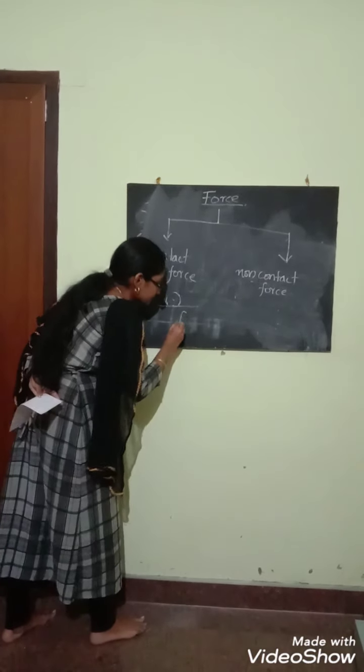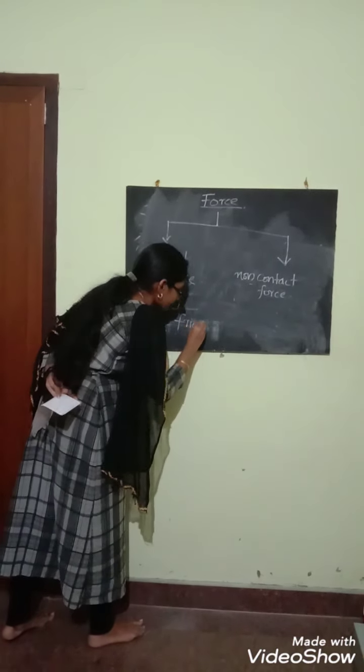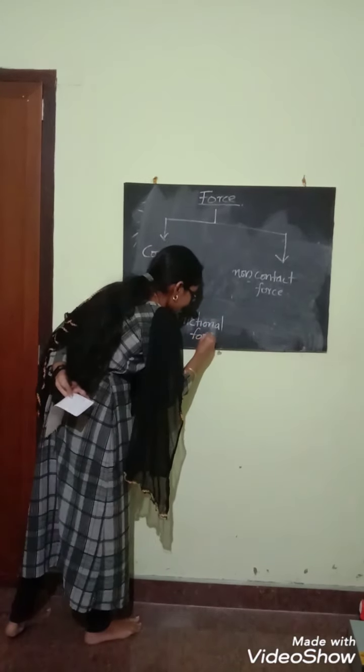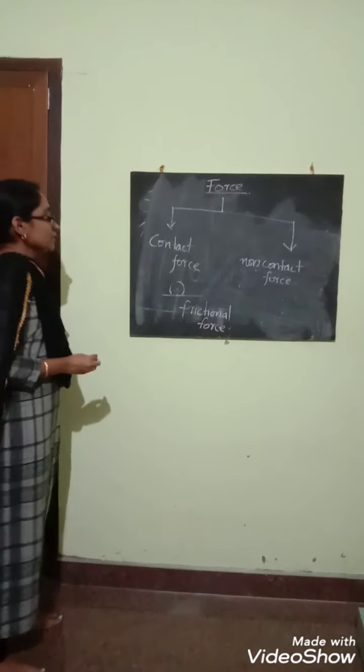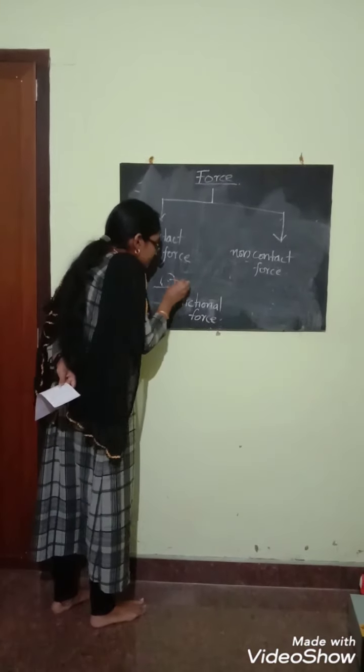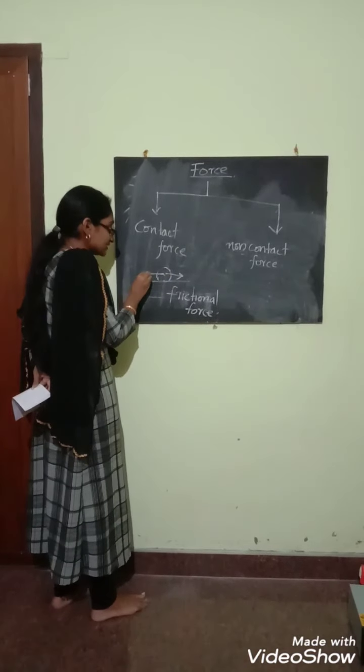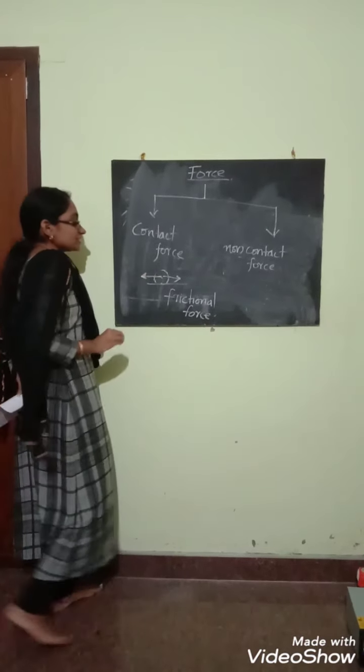The force is given by the ground and that force is called frictional force. So, when this ball is moving to this side, the frictional force is acting opposite to the direction of this ball.